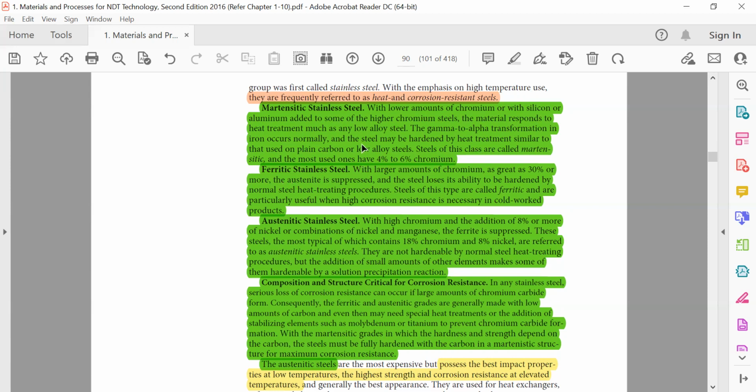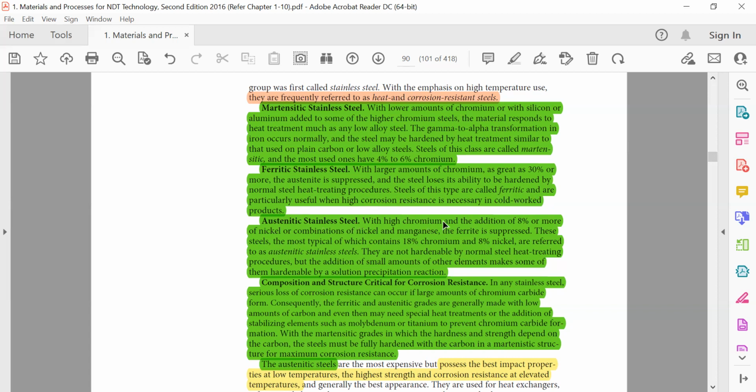Ferritic stainless steel. Here martensite is the structure in the previous class, here ferrite is the structure, that is the only difference. With a larger amount of chromium, as great as 30% or more, the austenite is suppressed and the steel loses its ability to harden by normal steel heat treating procedure. Steels of this type are called ferritic and are particularly useful when high corrosion resistance is necessary in cold work products.